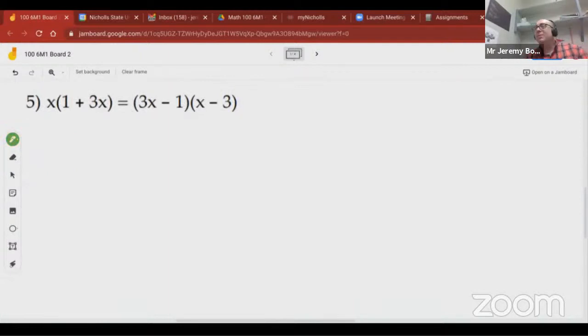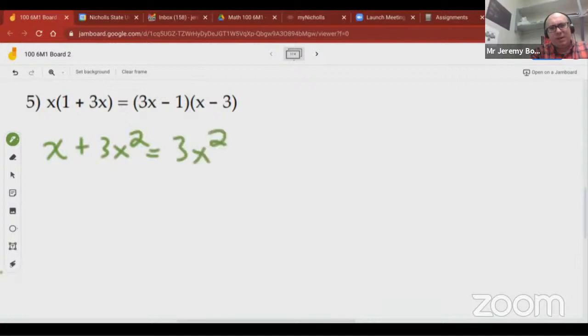So number 5, similar situation. We're going to try to expand both sides before we do anything. On the left-hand side, you've got an x that needs to be distributed. On the right-hand side, you've got the product of two binomials, so we have to use whatever system you want, first outer inner last, whatever you want to use for that. So if we distribute this x, we have x plus 3x squared, and now if we expand this side, it's going to be 3x squared minus 1x minus 9x and plus.